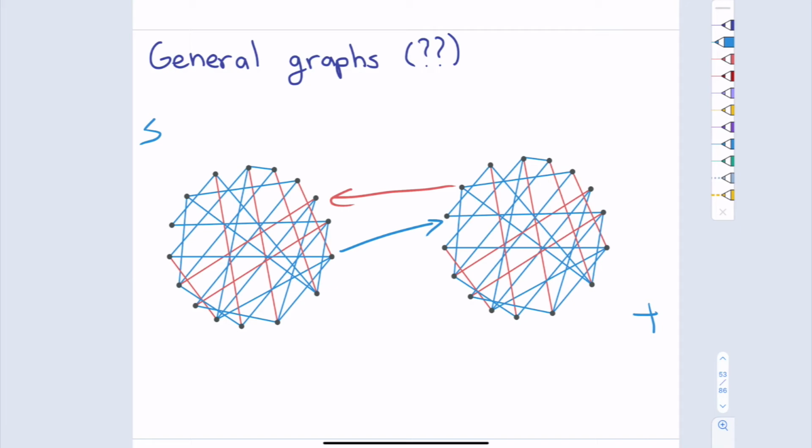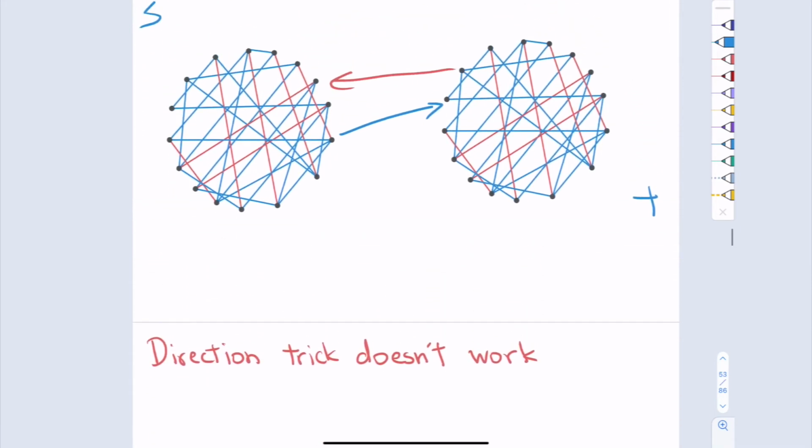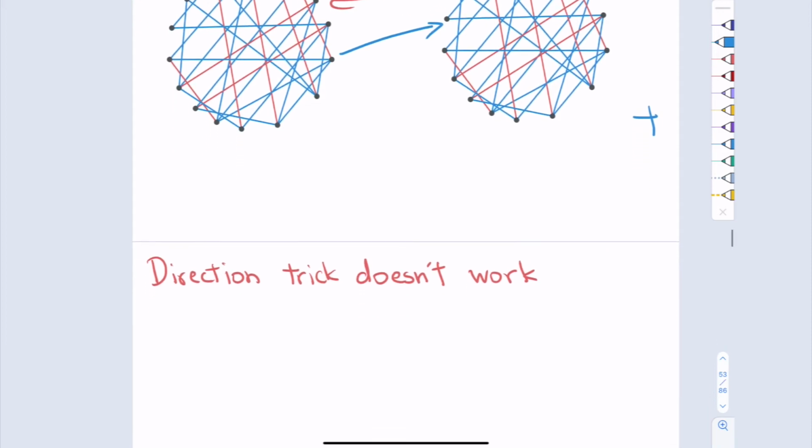Okay, so at the very least, it's not clear how to orient the edges. This is a reasonable idea, but it's not perfect. And in general, it's not clear. We don't have as easy a trick as just orienting the edges as we did for bipartite graphs, where there's a very clear left and right we can work with.